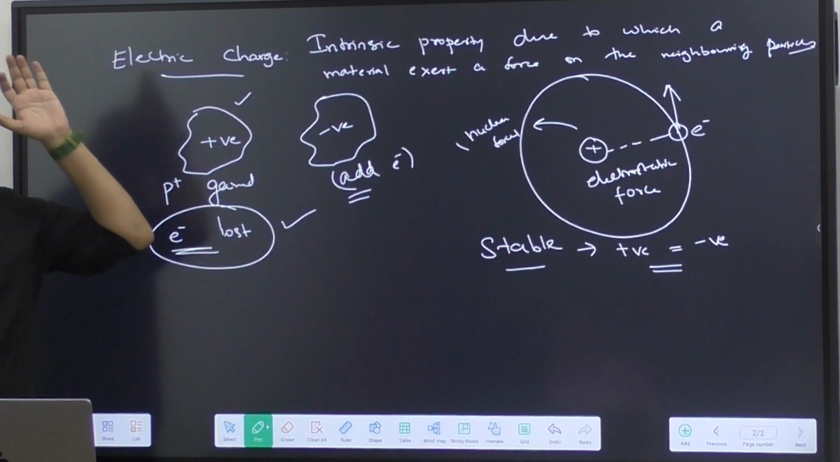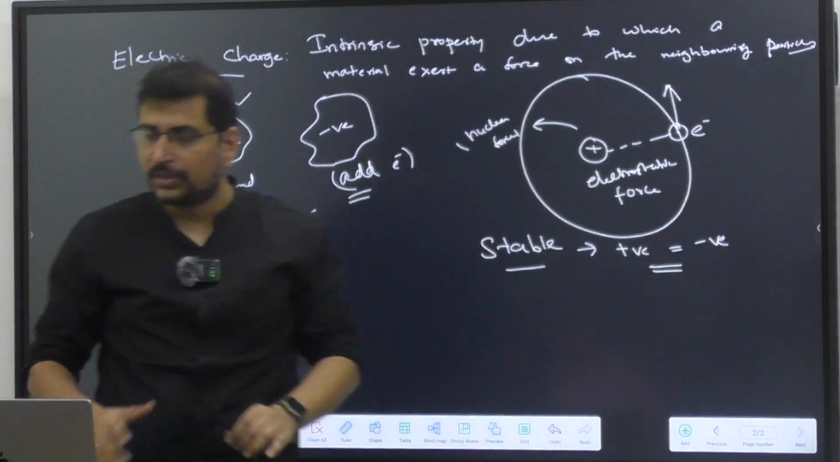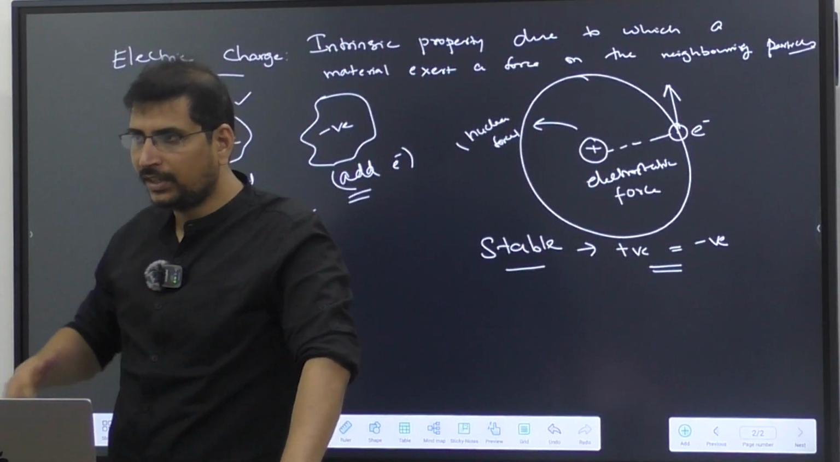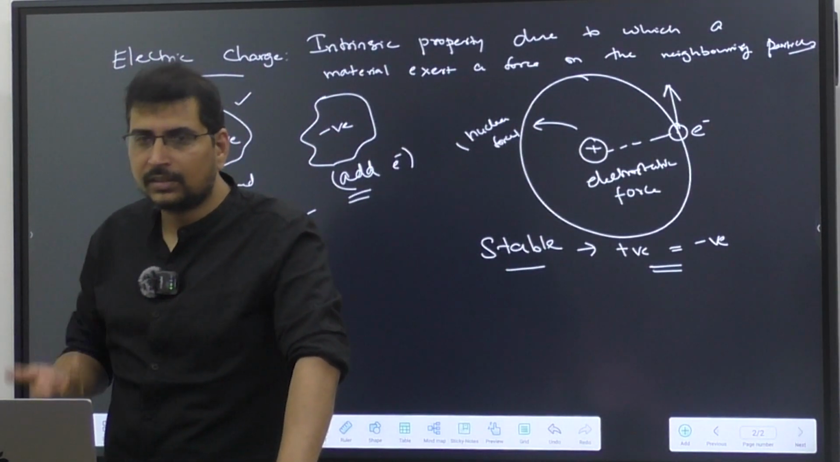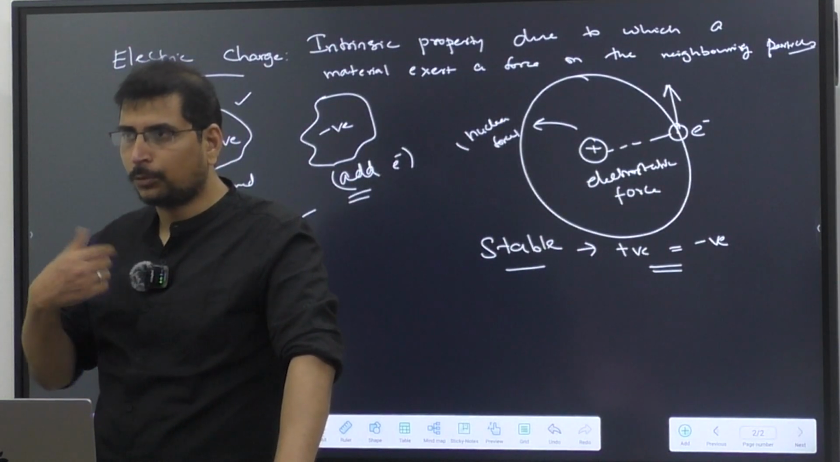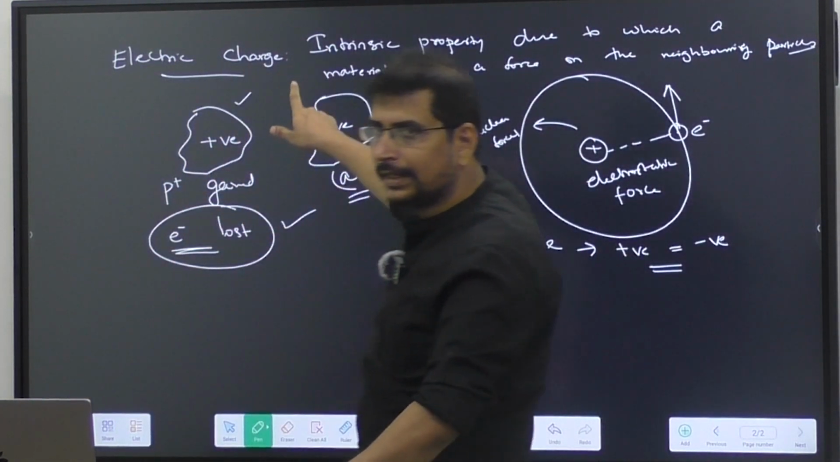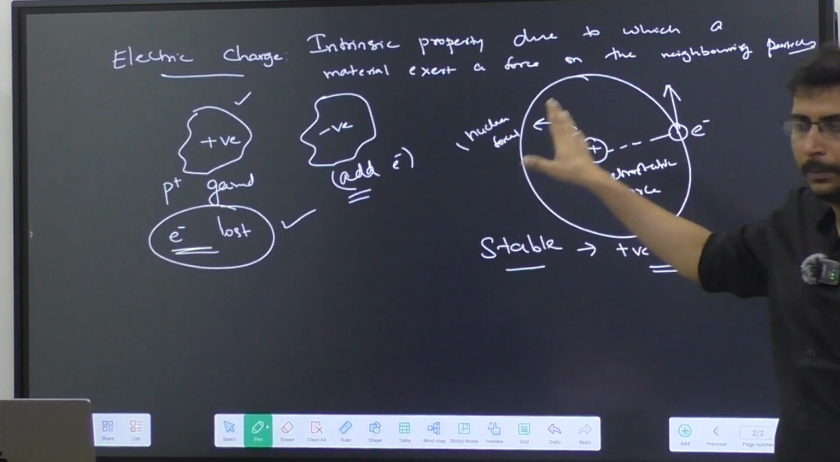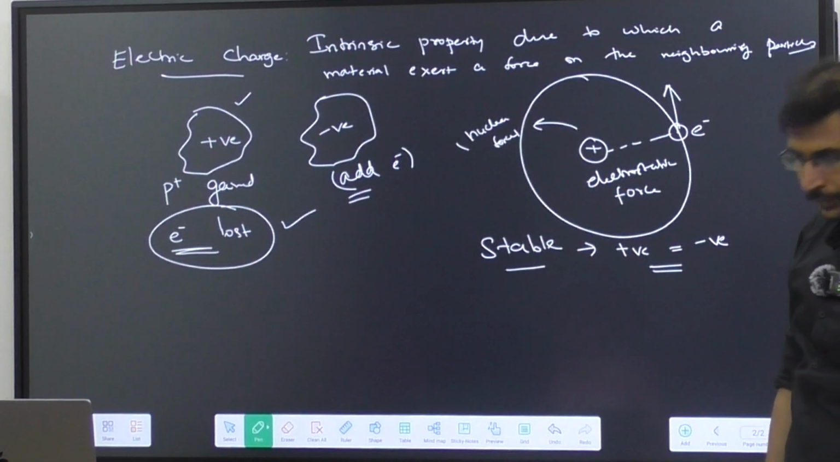So basically, if somebody asks you what is an electric charge, it is a property possessed by a material. Property is some quality that it is showing to the nature. So it is a property due to which what will it do? It will exert a force on the neighboring particles. Am I clear with this?